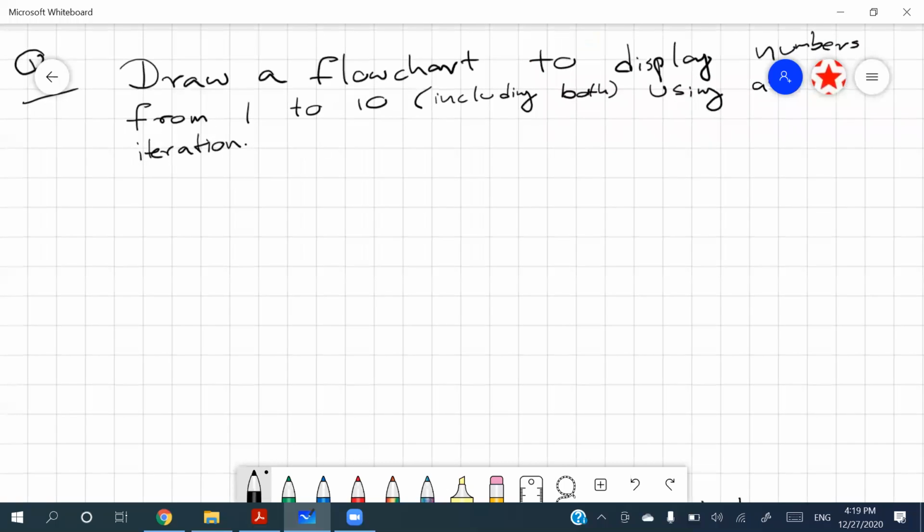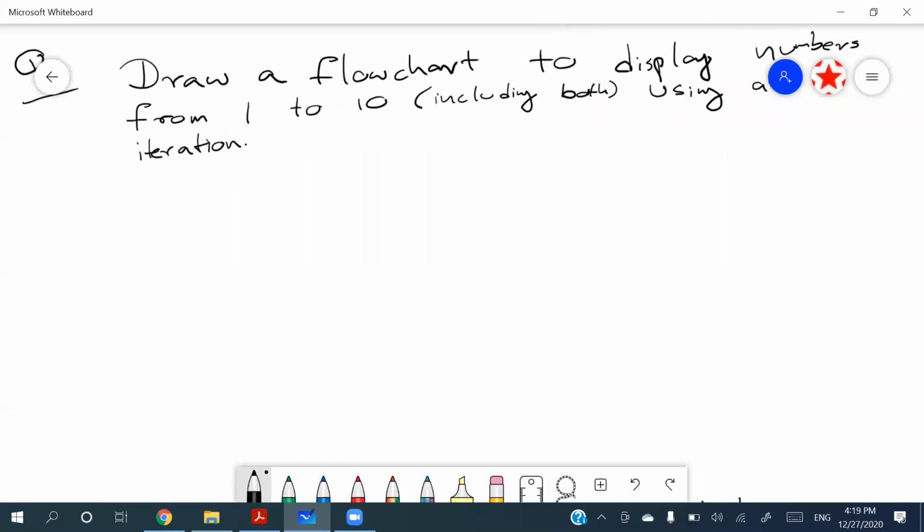So we are starting. And we haven't said anything about user inputs. So you don't need to take anything from the user. So what you are going to do is display the numbers from 1 to 10, and you are asked to display it one at a time.